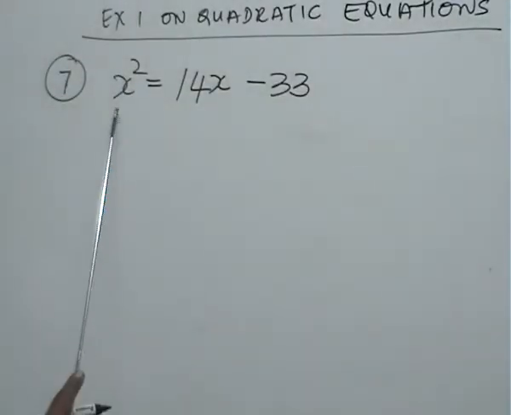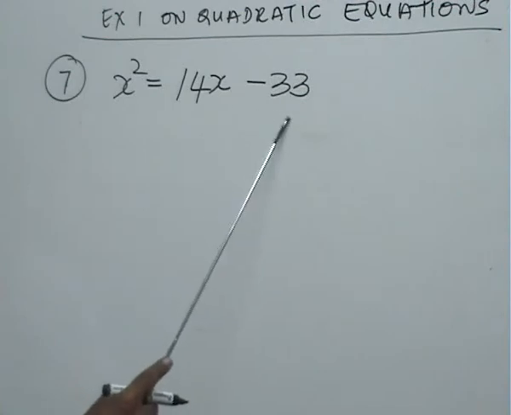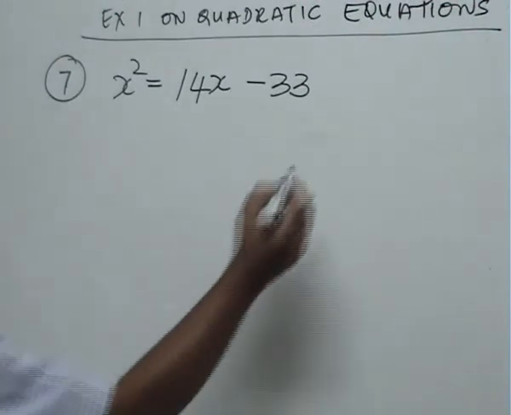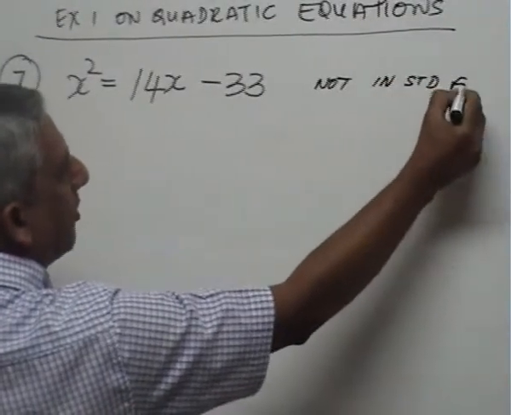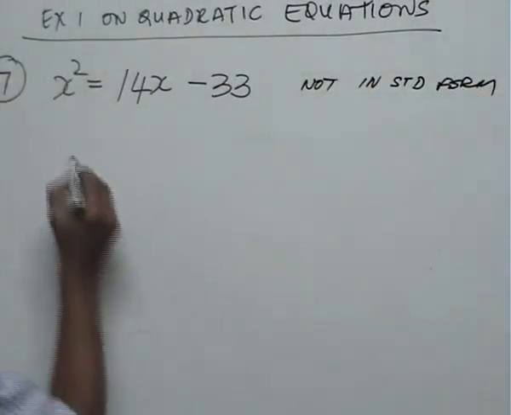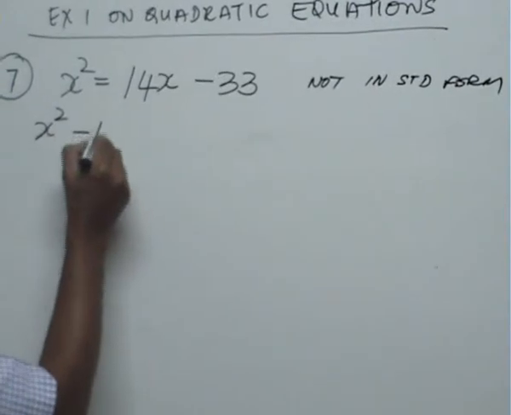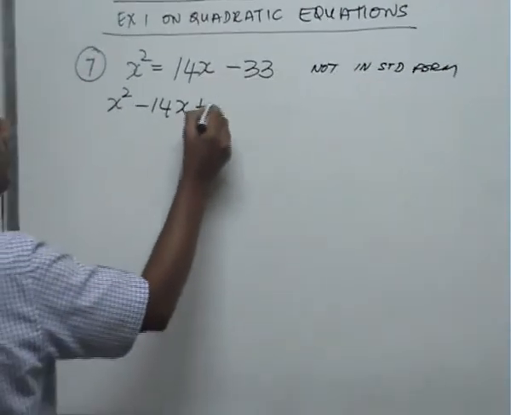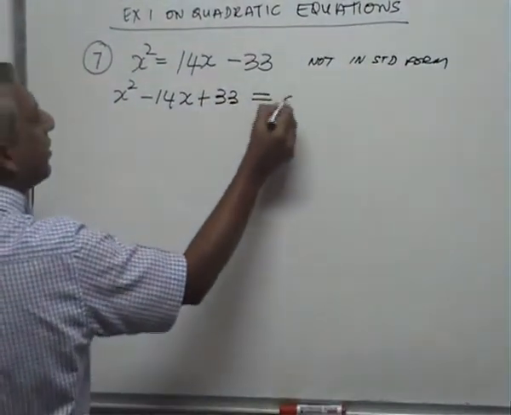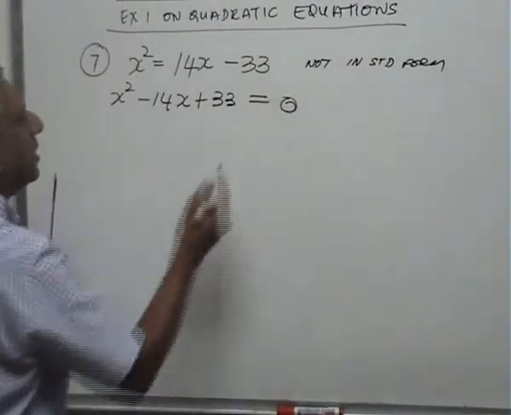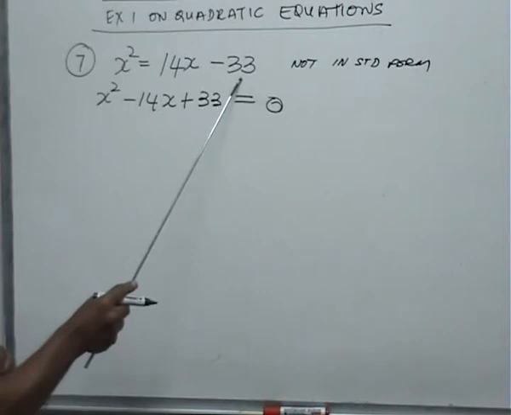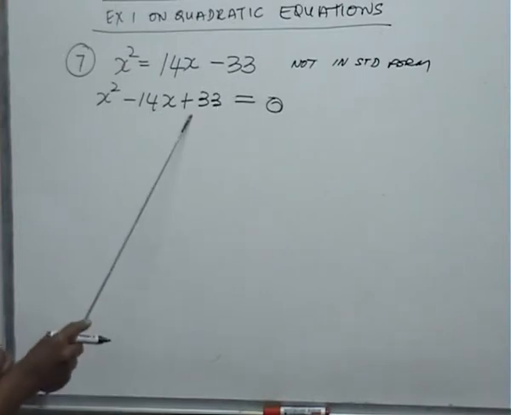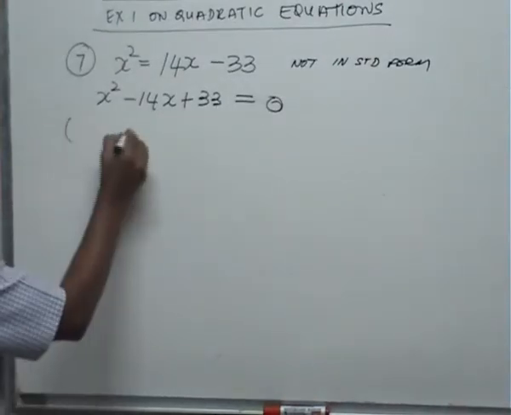Number 7, x squared is equal to 14x minus 33. Well, this is not in standard form. So we have to bring it to standard form. So you got x squared minus 14x plus 33 is equal to 0. You see, the plus 14 becomes minus 14. Minus 33 becomes plus 33. Now we can factorize this.